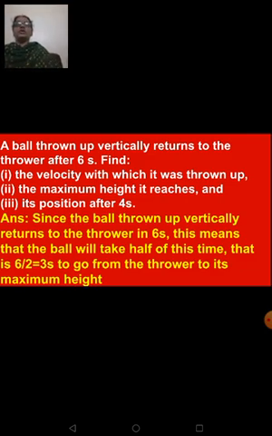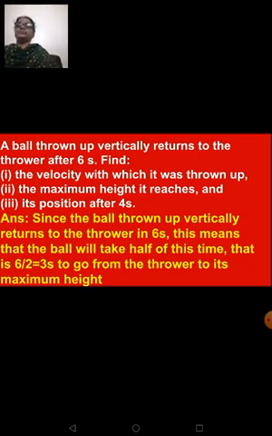Now, I want you all to understand one thing here. See, the ball is thrown up, and it is reaching the person who has thrown it up after 6 seconds of time. That means to go up, it will take half of that 6 seconds, that is 3 seconds. That means the maximum height the ball will reach will be in 3 seconds of time, because total time taken to go up and come back is 6 seconds. Means to reach a maximum height will take 6 divided by 2, which is equal to 3 seconds. So only that time factor is given. By using this, you have to find the velocity with which it was thrown up, the maximum distance it has reached, and the position of the ball after 4 seconds of time.